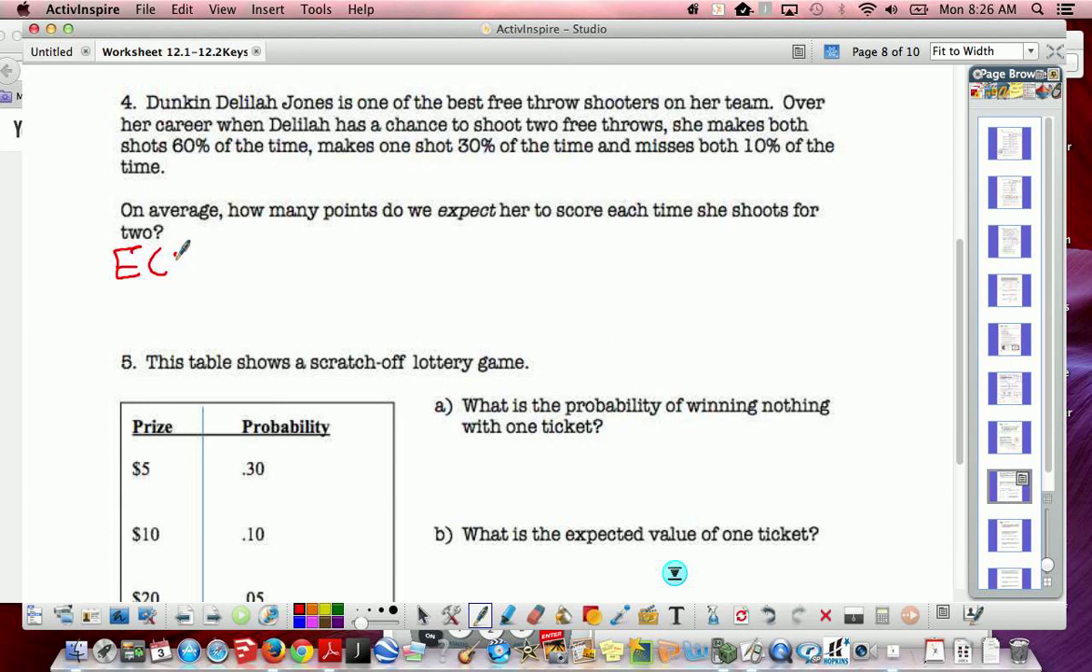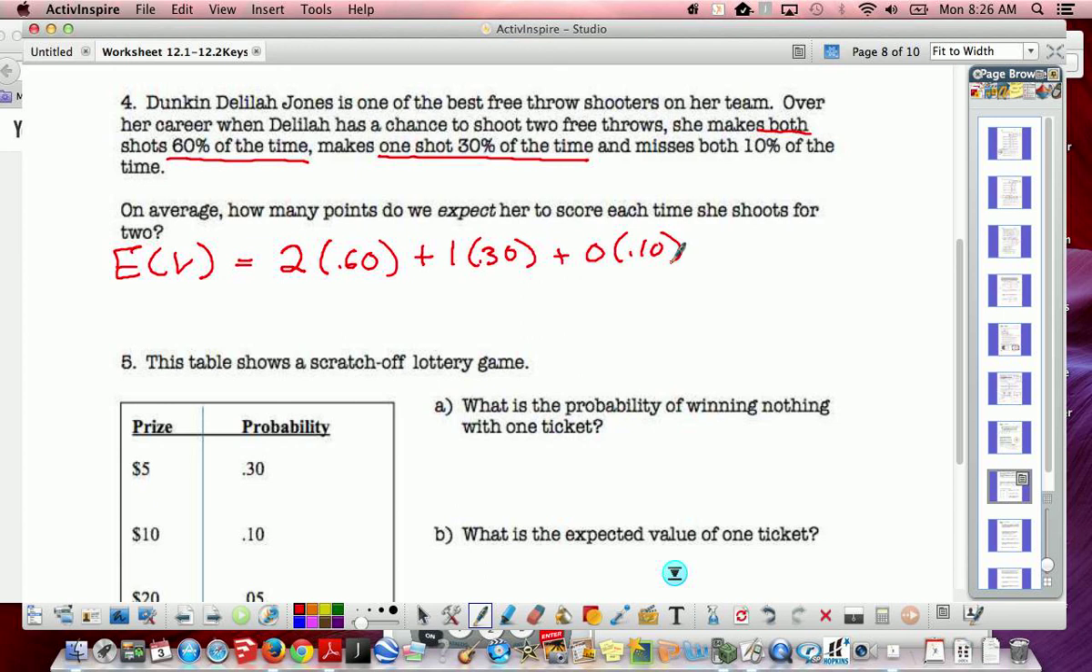So here, for her expected value, if she makes both, she gets 2 points. She does that 60% of the time. She'll get 1 point 30% of the time, and she gets 0 points 10% of the time. That last one you wouldn't necessarily have to write, because anything times 0 is 0.